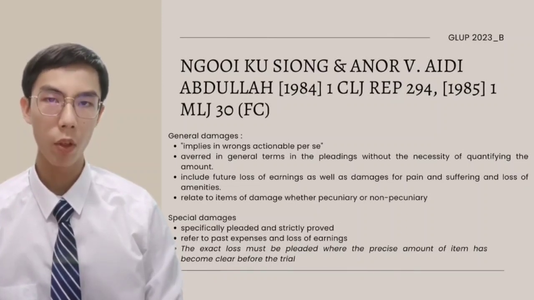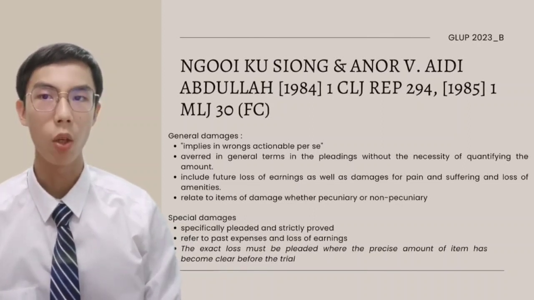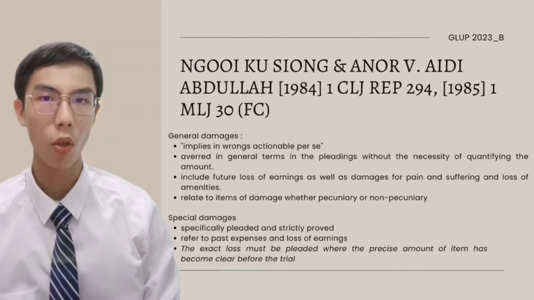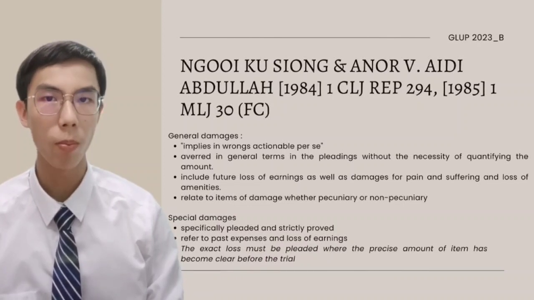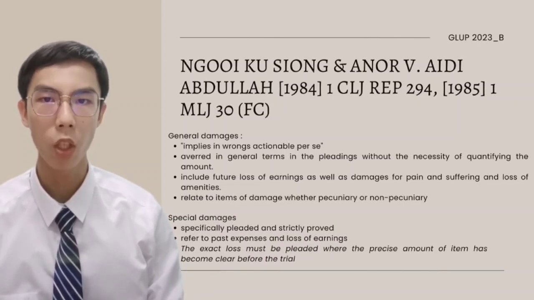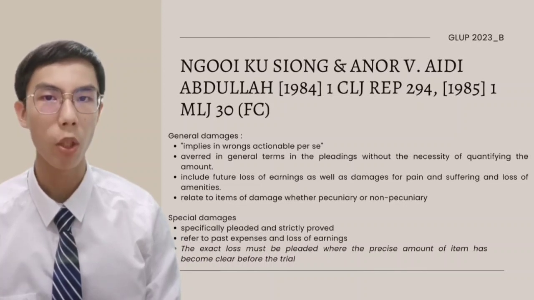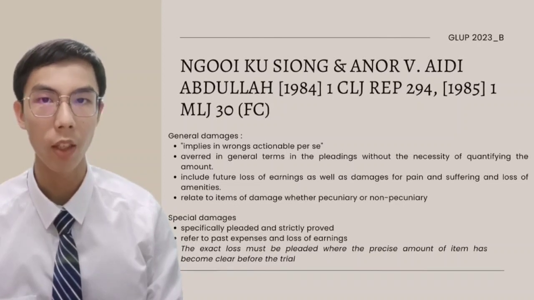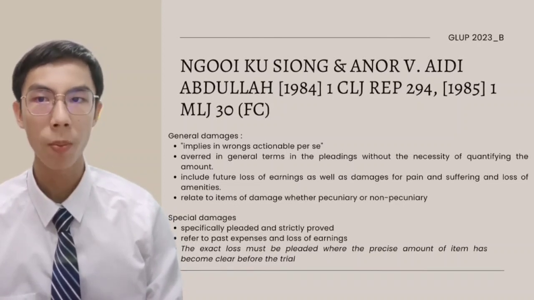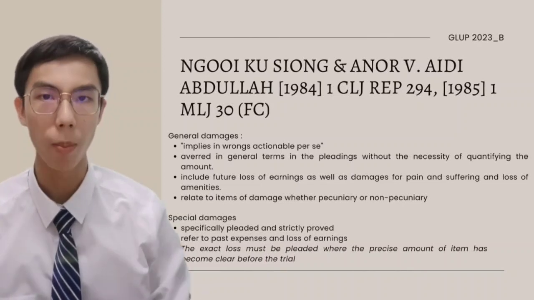In Muhammad Hari vs. Alliance General Insurance, it was already explained that damages in an accident claim can include pain and suffering, loss of amenities, loss of earnings, bereavement, and also special damages. But we must first understand the difference between general and special damages. This can be found in Ngoi Koo Seong and other versus Aini Abdullah, whereby the Federal Court held that general damages are damages stated in general terms in the pleadings without the necessity of quantifying the amount. However, special damages are damages whereby the exact loss must be specifically pleaded before trial.